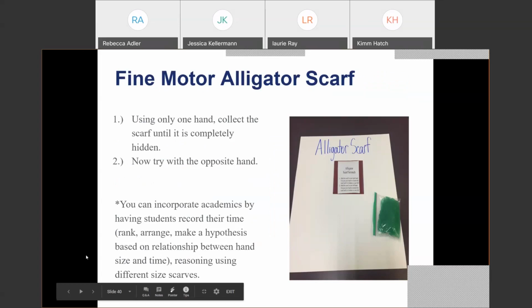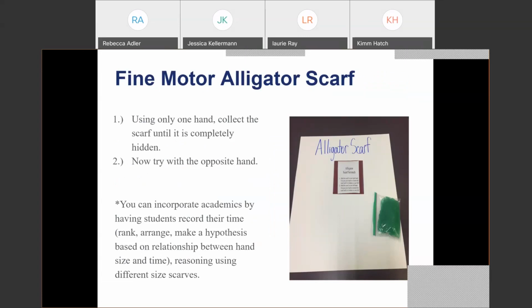So this one is called Fine Motor Alligator Scarf. It's really just requiring you to have a bag with a scarf in it. So you can have your students use one hand to manipulate their fingers to kind of get that scarf hidden in their hand with their fists closed. And then they can try it with the opposite hand. I found that for me, my non-dominant hand, it took considerably longer.